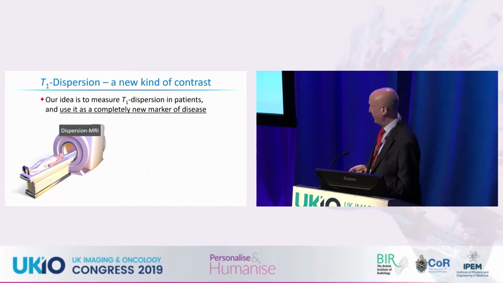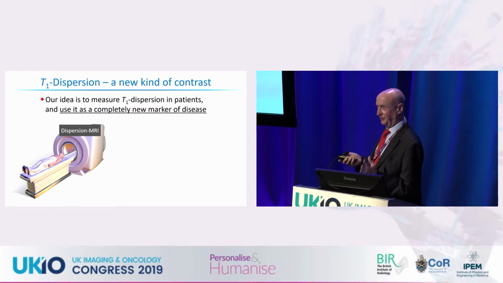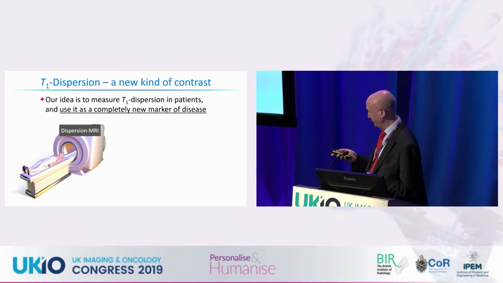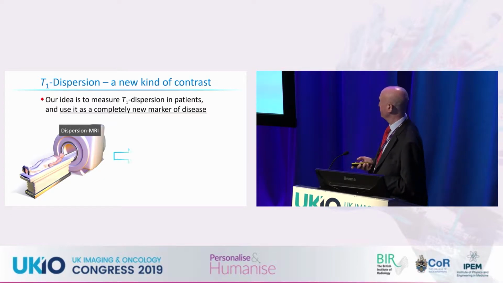Nevertheless, that was our idea about 7 or 8 or 10 years ago. We decided we wanted to build an instrument that could measure T1 dispersion in vivo, potentially in patients, and use that as a completely new marker of disease. So there we have a cartoon with a labeled dispersion MRI. We'll come later to see what these instruments actually look like.